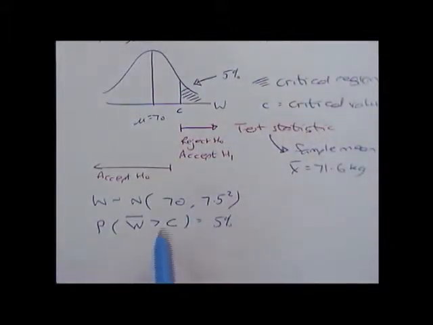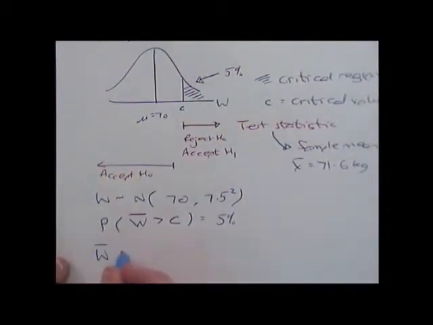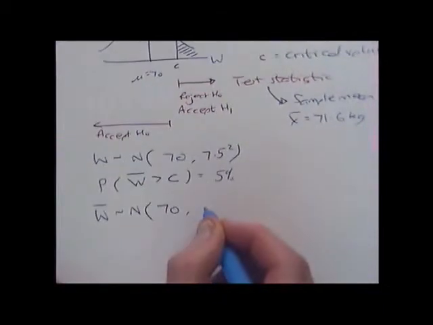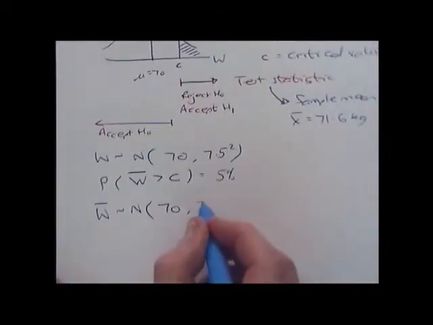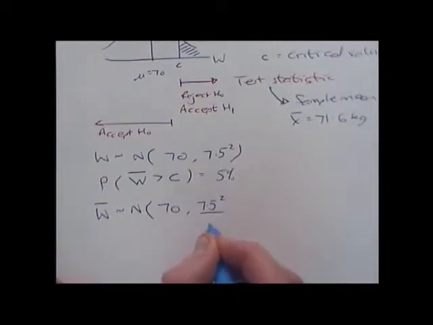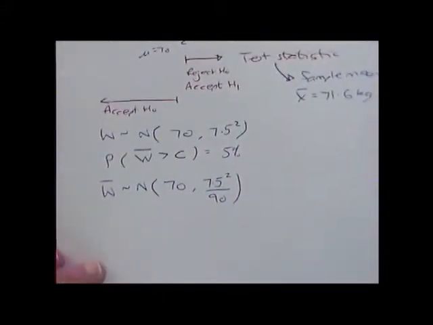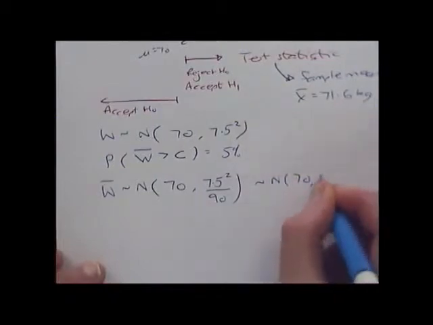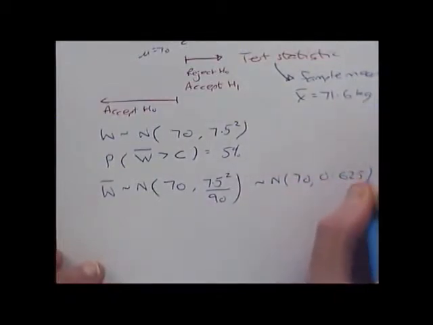So I need to find what that C is going to be, such that this is true. Well, what is my distribution of W bar? It's normal. From the central limit theorem, it's mu, and sigma squared over n. N's a sample size, and we were told that's 90. So that comes out to be normal 70, 0.625 I've got here.